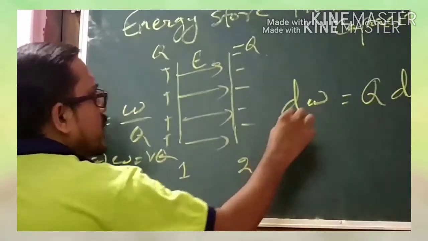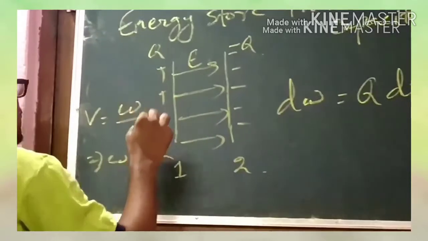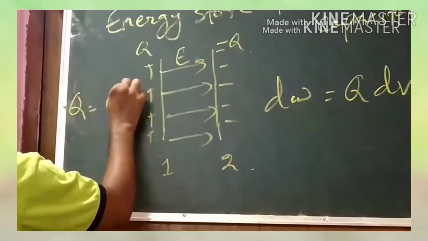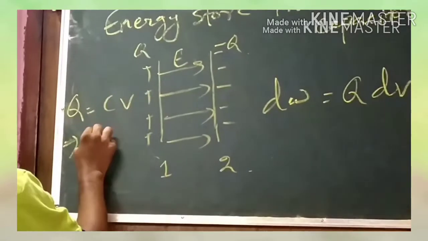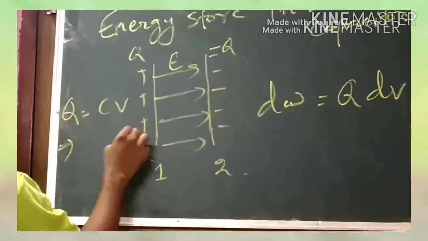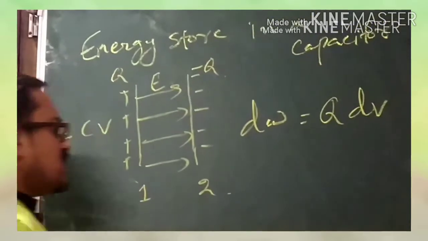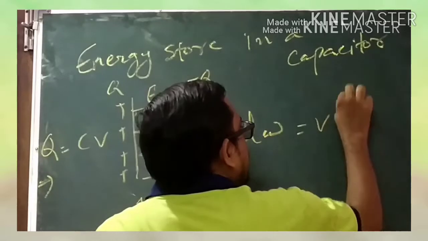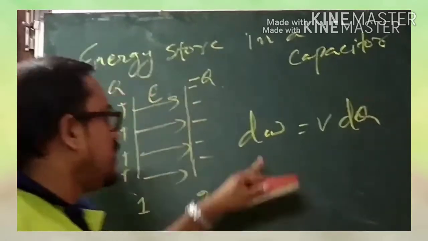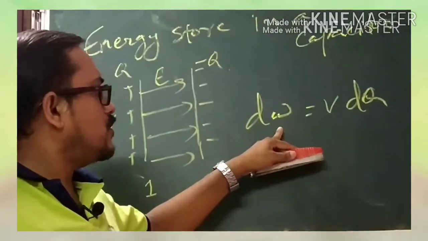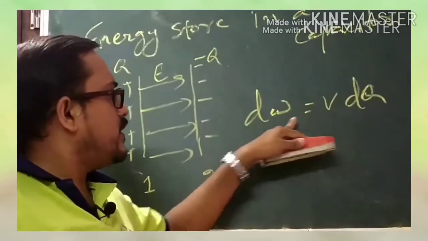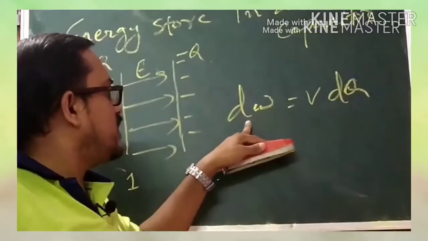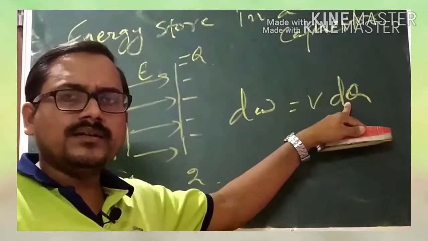Again, we know Q equals CV. We can write this also as V dQ. Also, as we know V equals W by Q, so W equals V into Q. So if we are taking a very small work element, then the charge will also be small. So dW will be equal to V dQ.